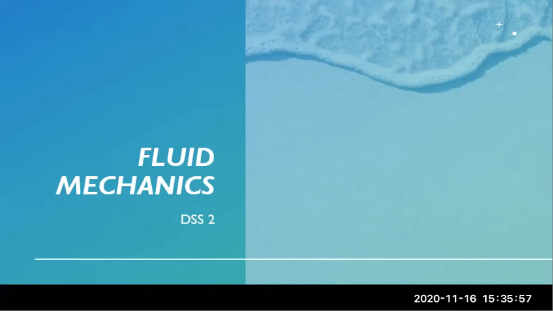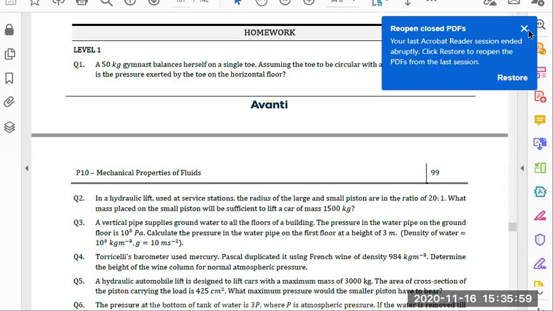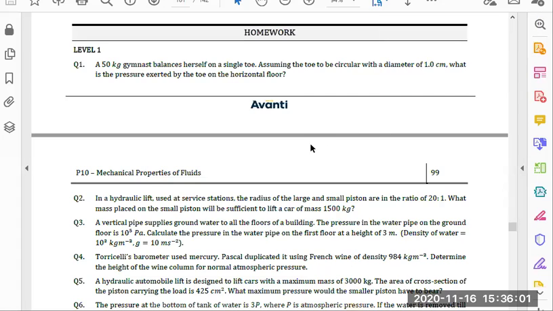So let's see the problems of homework. Today we are going to discuss the problems of 10.1, 10.2 homework so that you can clear all your doubts before starting the new topic, because the new topic, which is viscosity and surface tension, is completely different from what we have studied in 10.1 and 10.2.